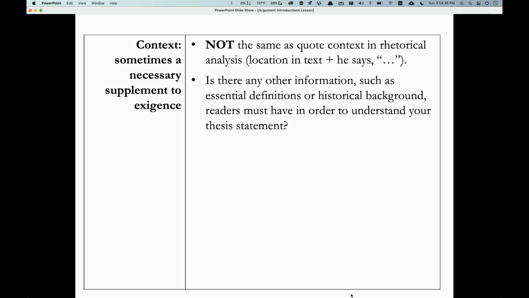So it answers this question, right? Is there any other information, such as essential definitions, historical background, that readers must have in order to even understand or access your thesis statement or your argument? Don't be confused with quote context in rhetorical analysis, where that's like location in text plus he says quote, right? That structure is a totally different thing. That's body paragraph context when introducing a quote.